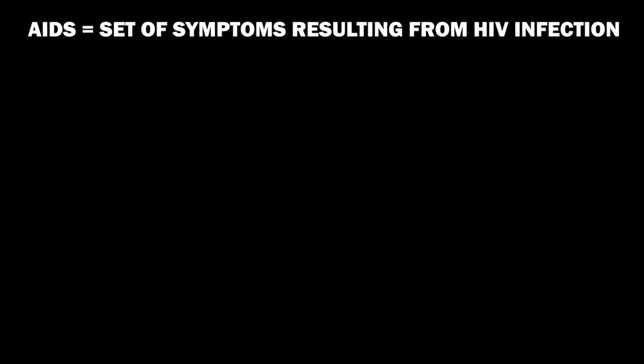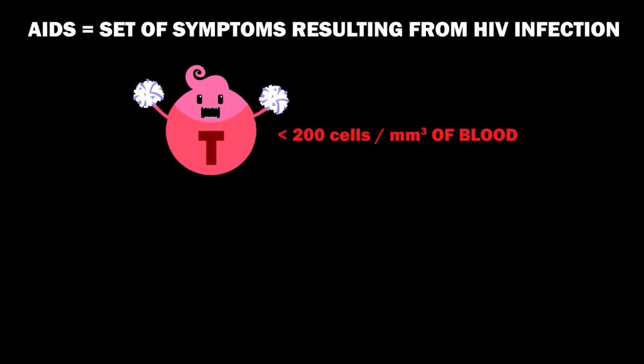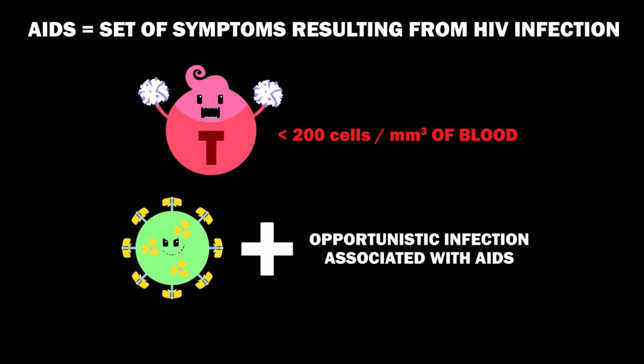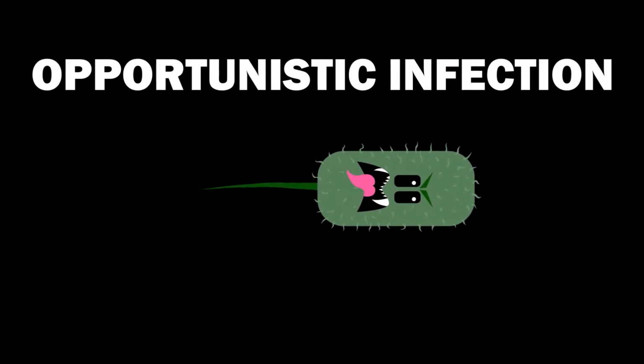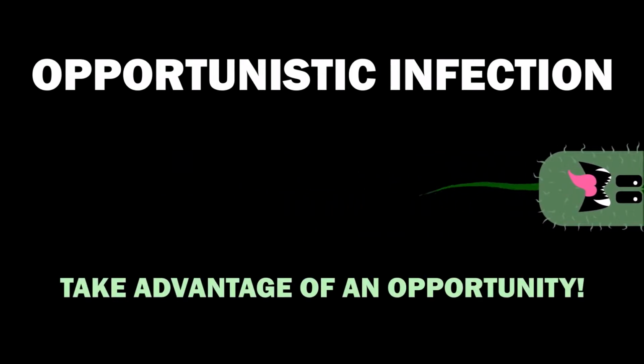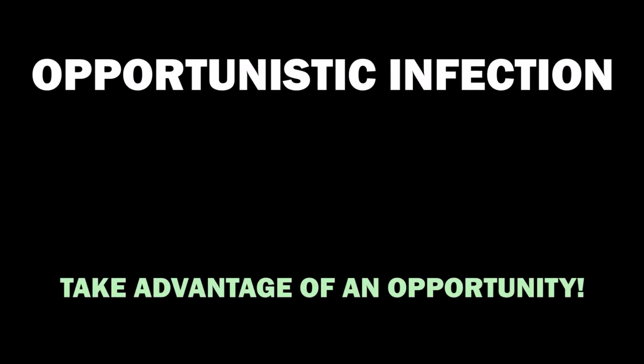It is defined as either having a T cell count below 200 cells per millimeter cubed of blood, or as having HIV and at least one opportunistic infection associated with AIDS, regardless of T cell count. An opportunistic infection is an infection caused by pathogens that would normally not be a problem, but which take advantage of an opportunity, such as a compromised immune system.